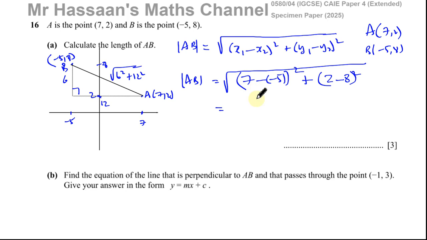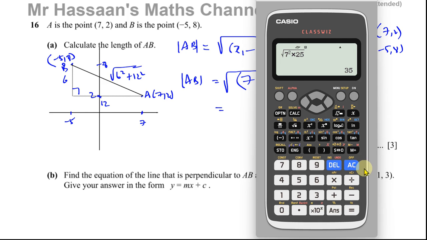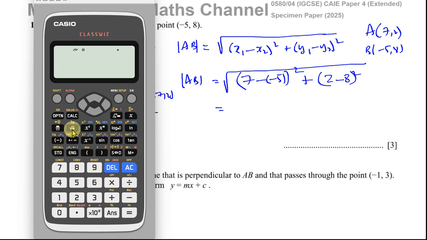As you can see, this is going to give me a 12 squared. I don't need to actually work out what that is. I can just put it in my calculator. This is a calculator paper. There's no problem with that. So I can take this and I can put in the square root of 7 minus 5 squared, which is 12 squared.